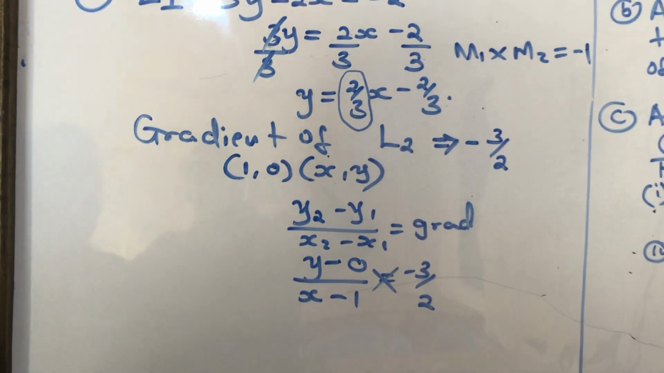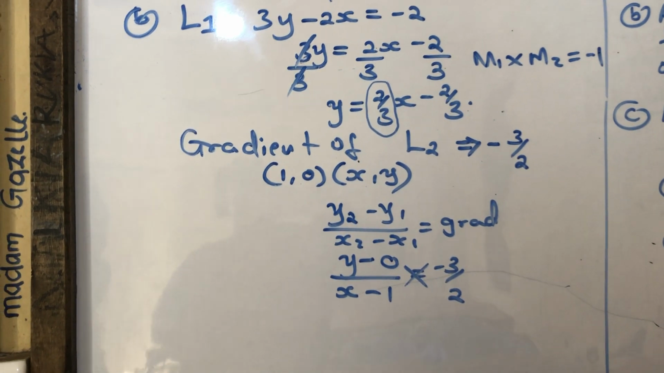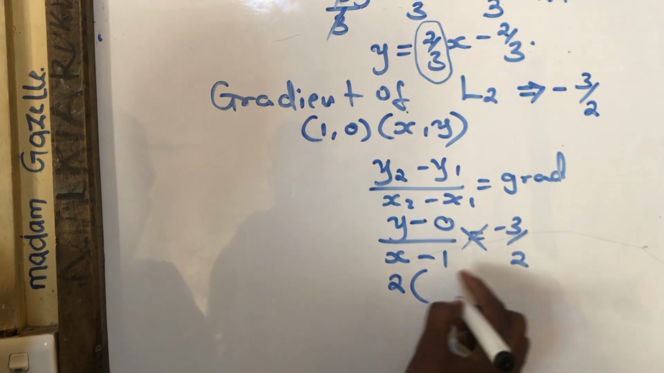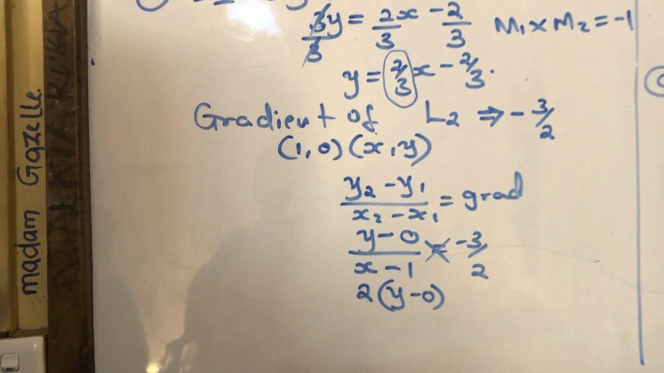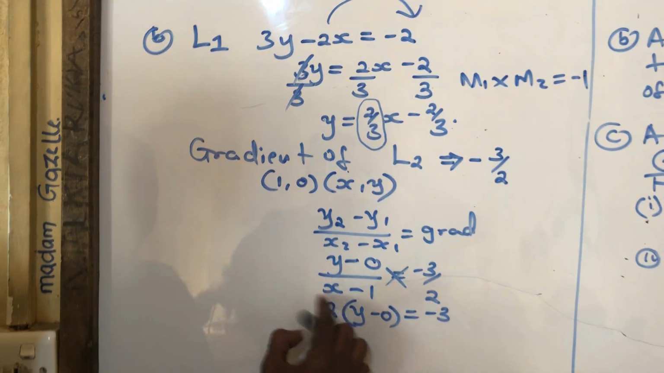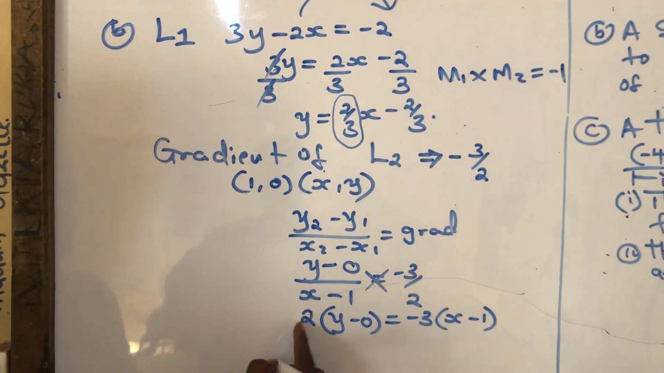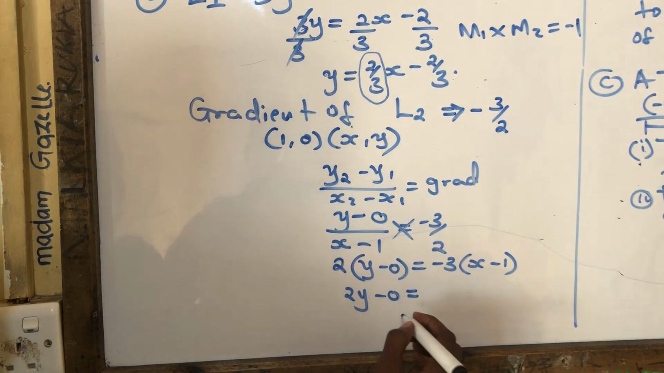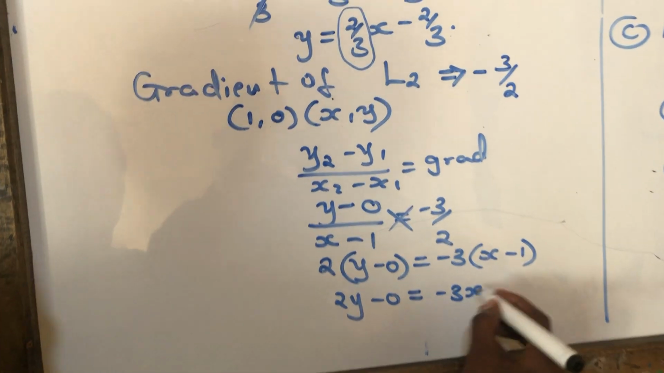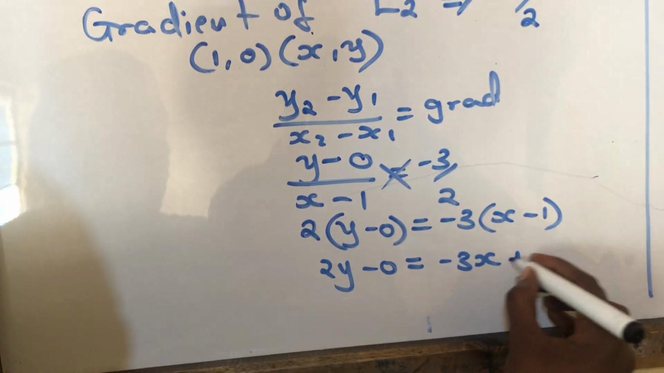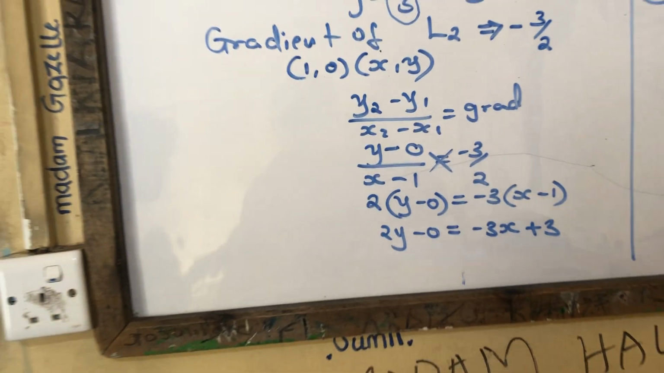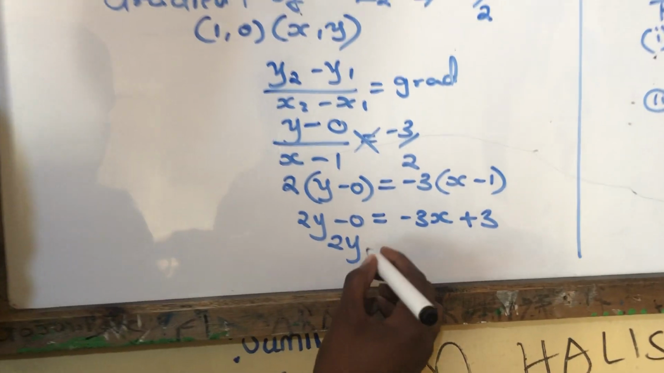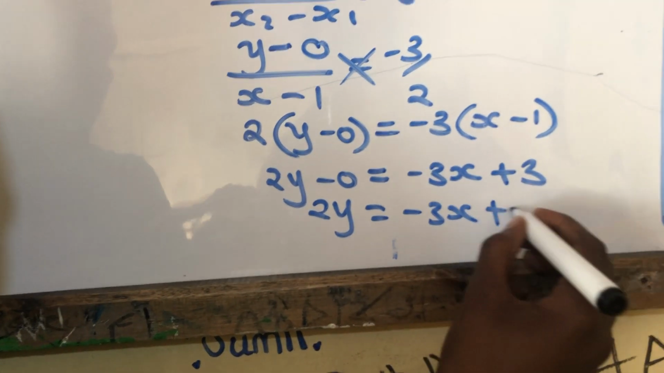We will then cross multiply. So what do we have? We will have 2 being multiplied by y minus 0, then negative 3 being multiplied by x minus 1. 2 times y should give us 2y. 2 times 0 should give us 0. Equals negative 3 times x should give us negative 3x. Then a negative times a negative should give us a positive 3. So this will be 2y equals negative 3x plus 3.